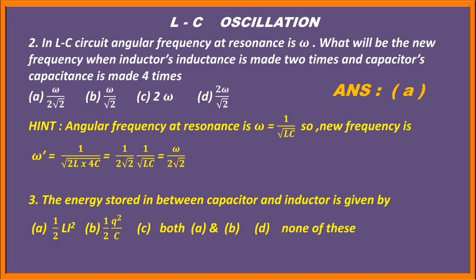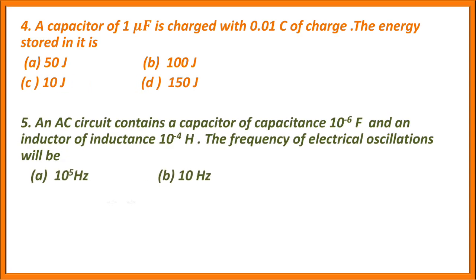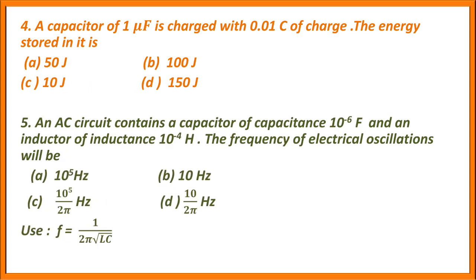Now question 3, the energy stored in between capacitor and inductor is given by half Li square, half Q square by C, both A and B, none of these. The correct answer is C, both A and B. Now question number 4. A capacitor of 1 microfarad is charged with 0.01 coulomb of charge. The energy stored in it is given by 50 joule, 100 joule, 10 joule, 150 joule. Correct answer is option A, that is 50 joule.